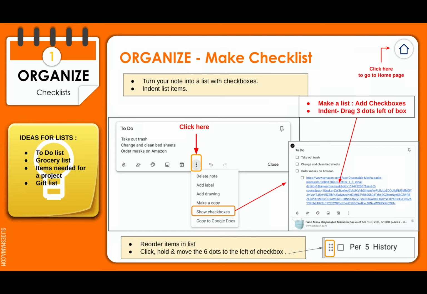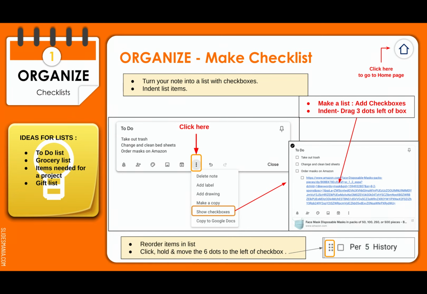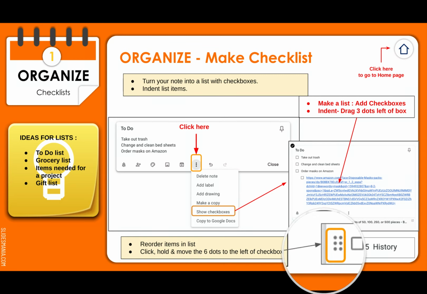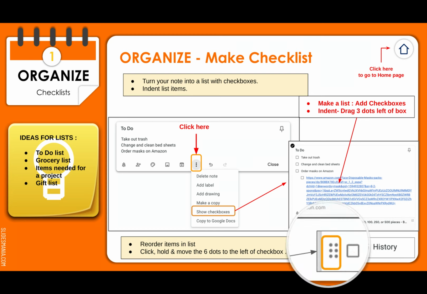So if I have a list, I can reorder the items. How? I can click and hold and move. There'll be 6 dots to the left of the checkbox, and I can just drag them up and down my list to reorder.